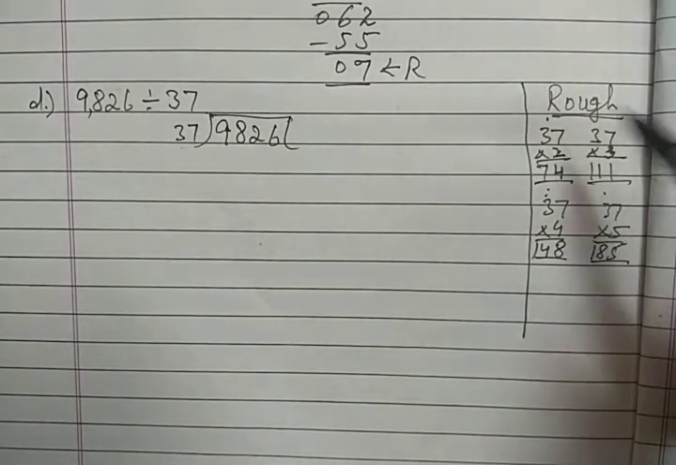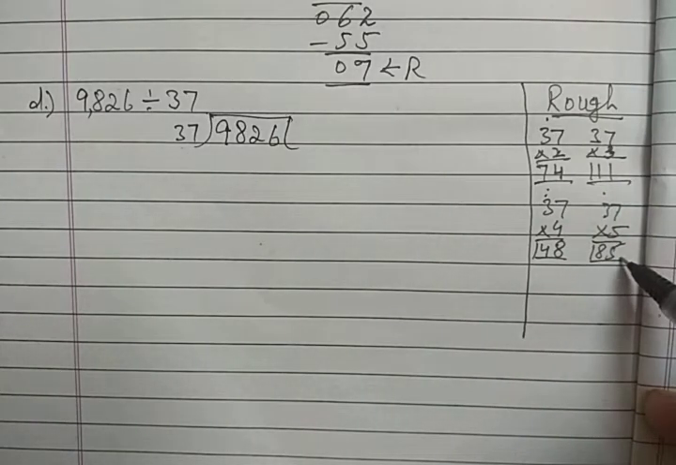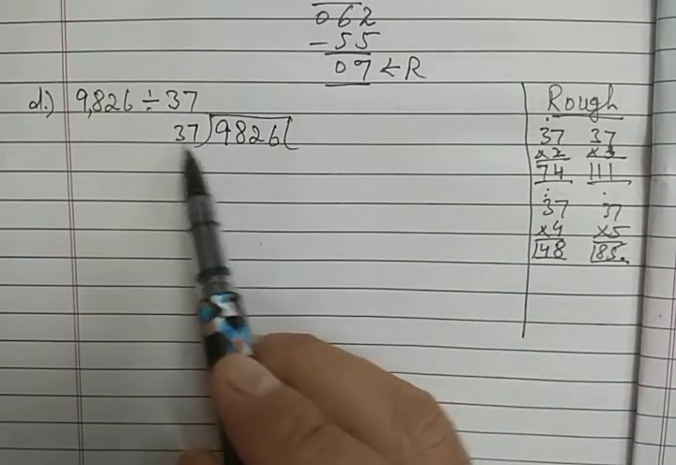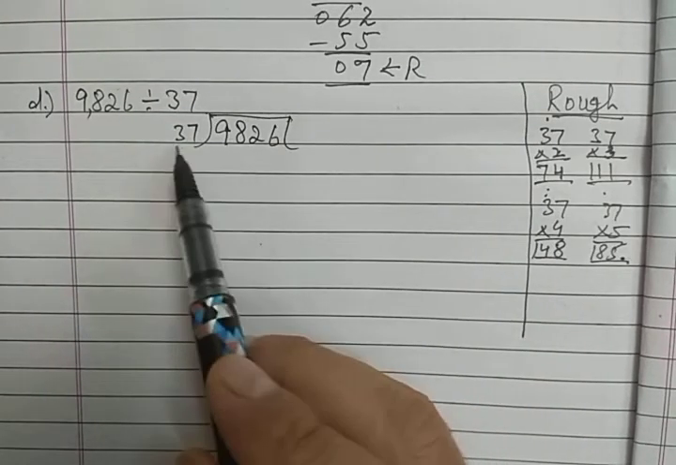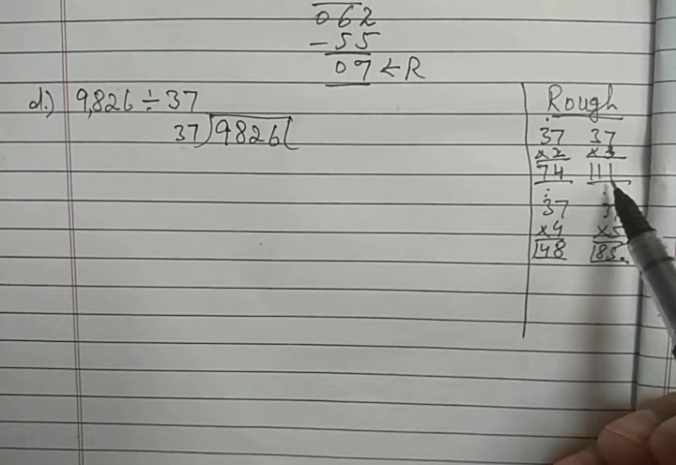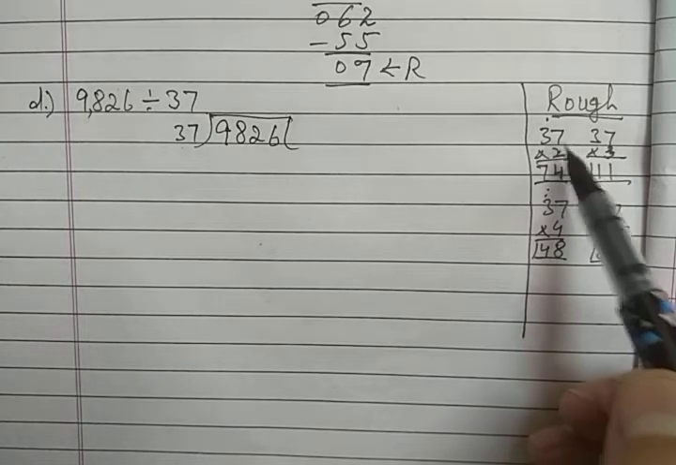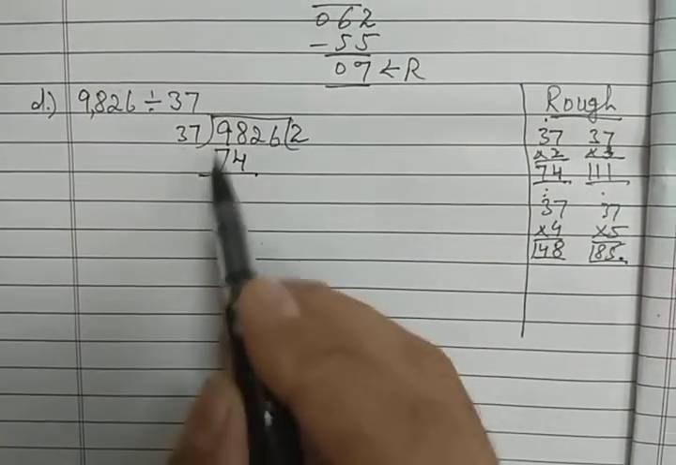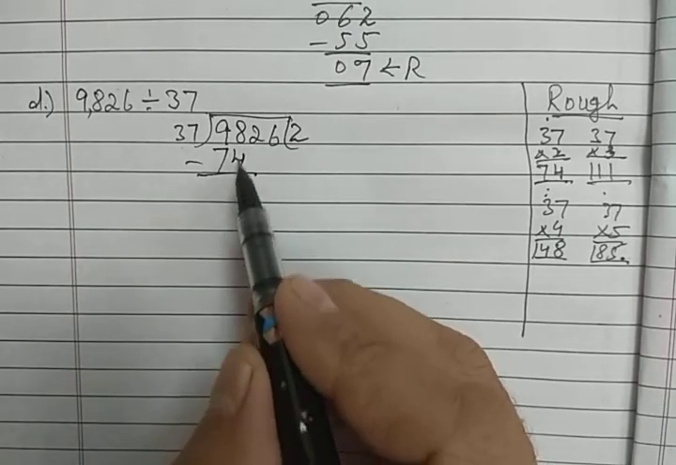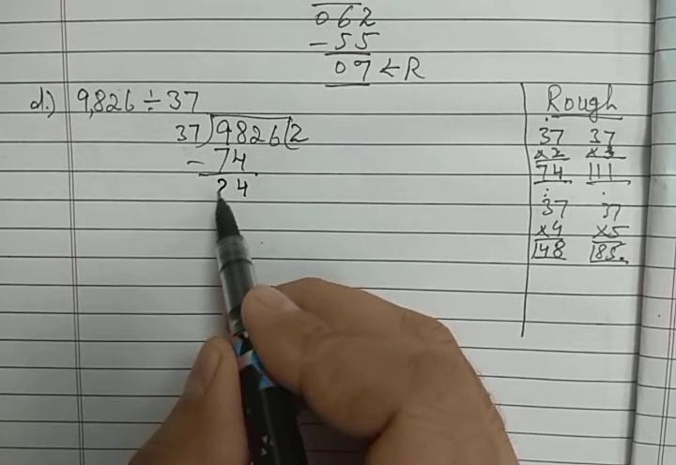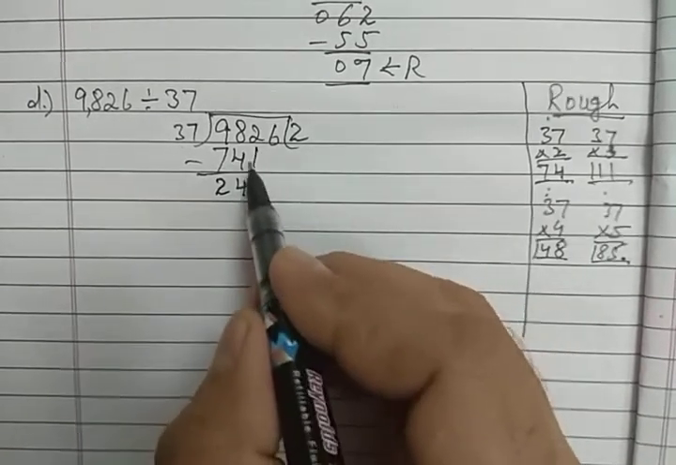For the time being, we'll write the table till 5 only. If it is required, then we will move further. Now we have to recite the table of 37 till 98. So you can see here 37 threes are 111, that is greater. So we will take 37 twos are 74. Subtract it. So here 8 minus 4 is 4 and 9 minus 7 is 2. Now what will come down is 2.